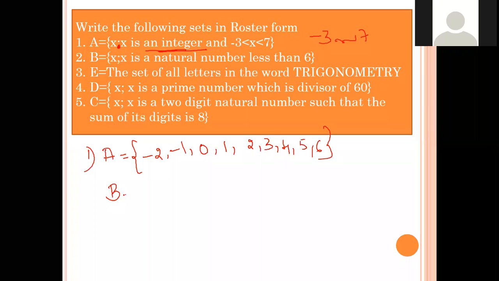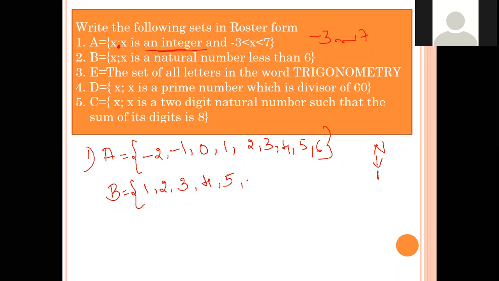If you take the second example, x is a natural number and it is less than 6. So what are the elements in that particular set? Natural numbers start from 1. You should write only those natural numbers which are less than 6. So 1 is less than 6, I can write that. 2, 3, 4, 5 are all less than 6, I can write those.